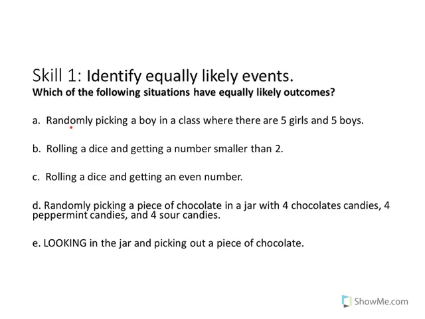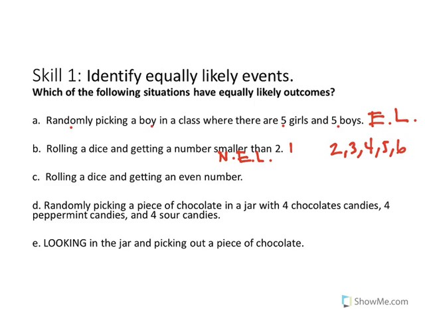So in A, randomly picking a boy in a class where there are 5 girls and 5 boys. This one is equally likely because it's fair. There's 5 girls and 5 boys. It's an equal chance. Now, rolling a dice and getting a number smaller than 2. Any number that's smaller than 2 on a dice is just a 1 versus 2, 3, 4, 5, 6. Well, that's not exactly a fair chance. So it's not equally likely.